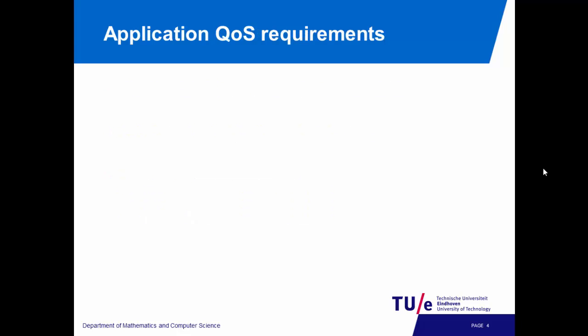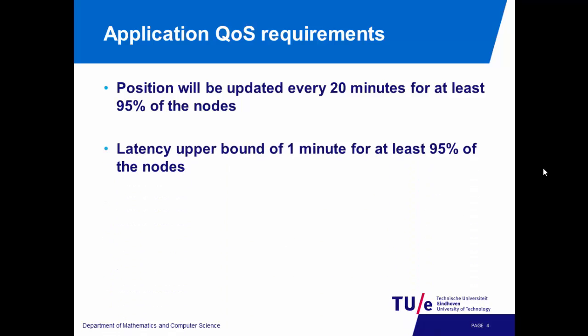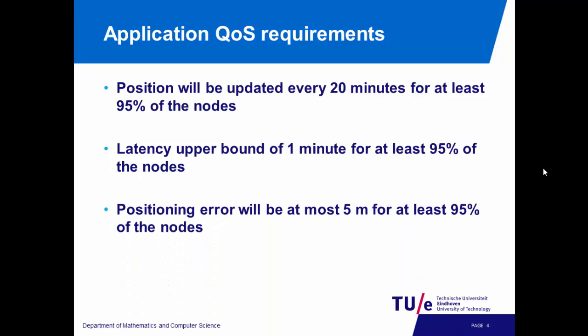So now we will introduce the quality of service requirements of our application. The position will be updated every 20 minutes for at least 95% of the nodes. The latency upper bound will be 1 minute for at least 95% of the nodes. The position in error will be at most 5 meters for at least 95% of the nodes. And then mobility is necessary, since these wireless sensor nodes will be attached to the elephants.